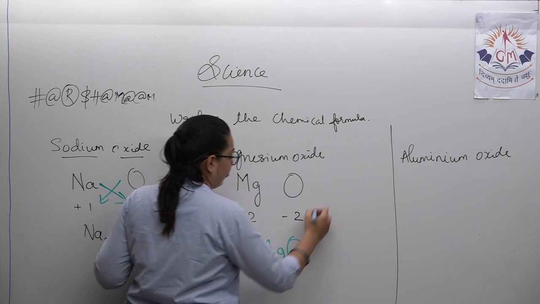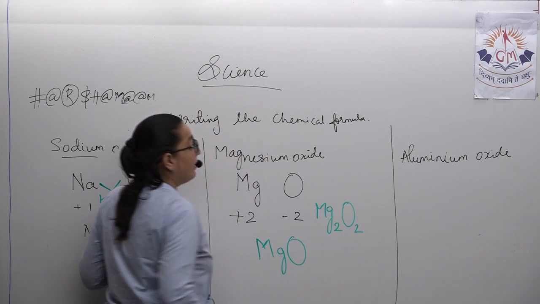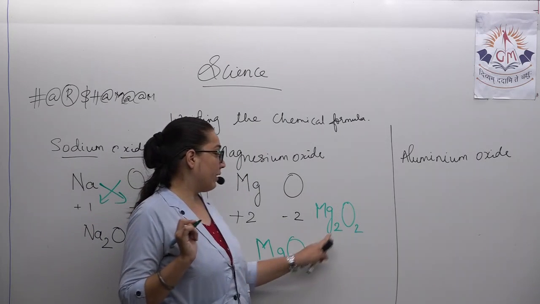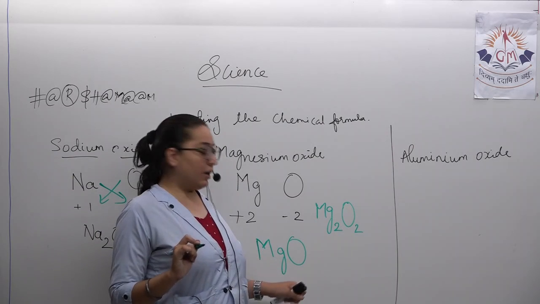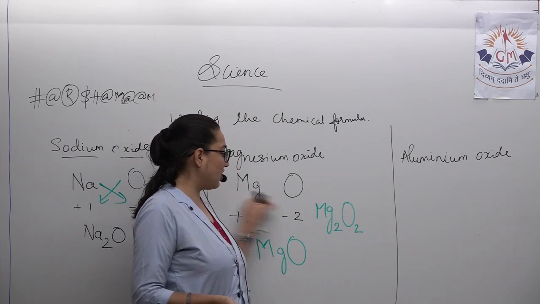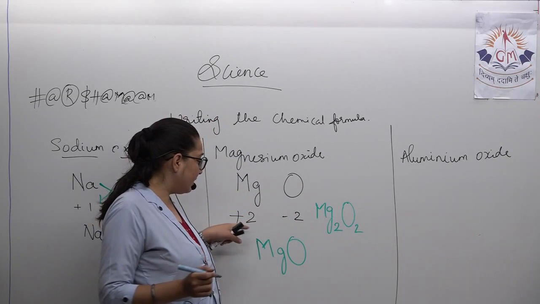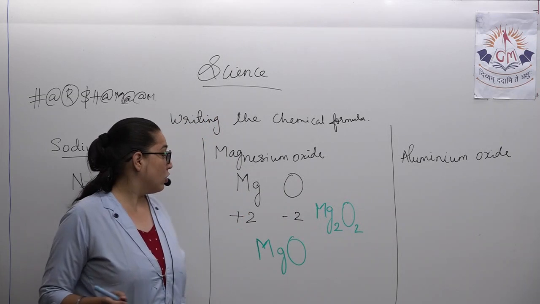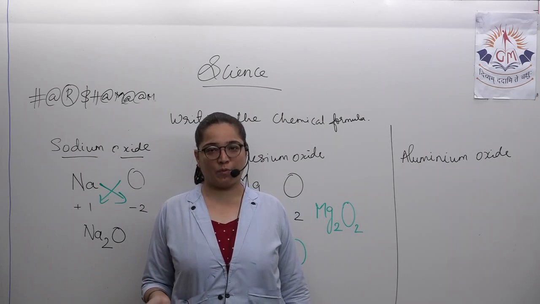If you write this Mg2O2, then also it will do. Okay, that is correct only. But mostly, this is the way people are writing. Generally neglect the sign when it is same. So here you are having MgO, while sodium oxide is Na2O.